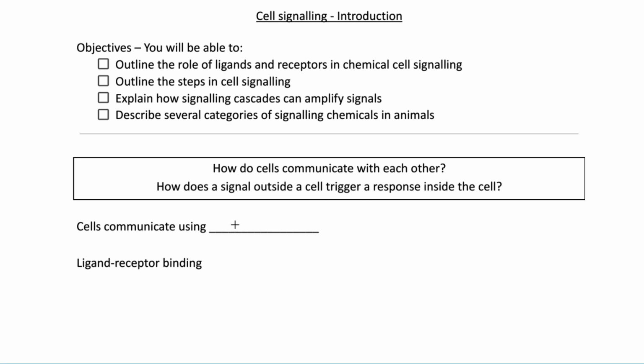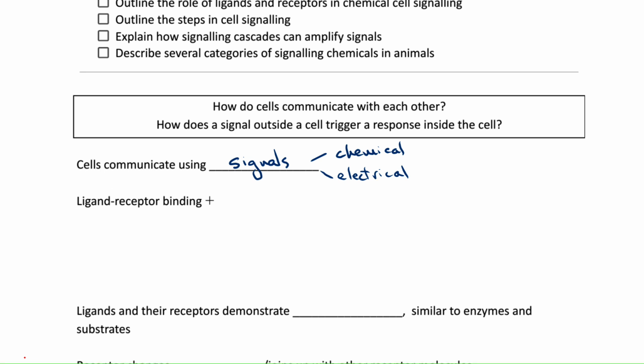Well, broadly speaking, cells communicate using signals, and we can classify those signals into either chemical signals or electrical signals. We're going to deal with electrical signals more when we talk about the nervous system. So for now, in this lesson, we're going to focus on chemical signals. And when we talk about chemical signals, we're talking about ligand-receptor binding. So a ligand is a small molecule that binds to a receptor, which is a protein, and then that triggers some sort of change, delta for change, in the cell that the receptor is attached to.